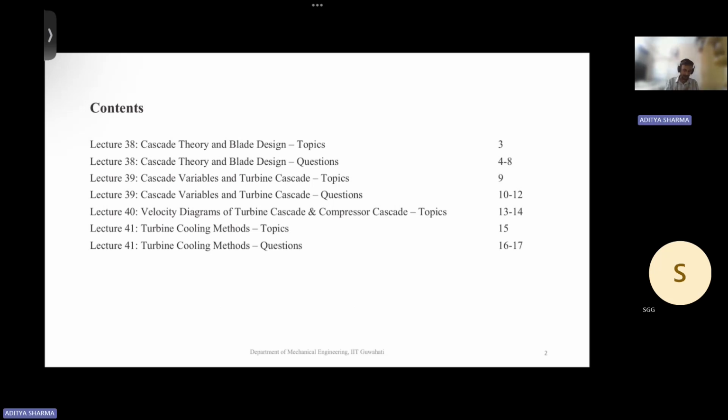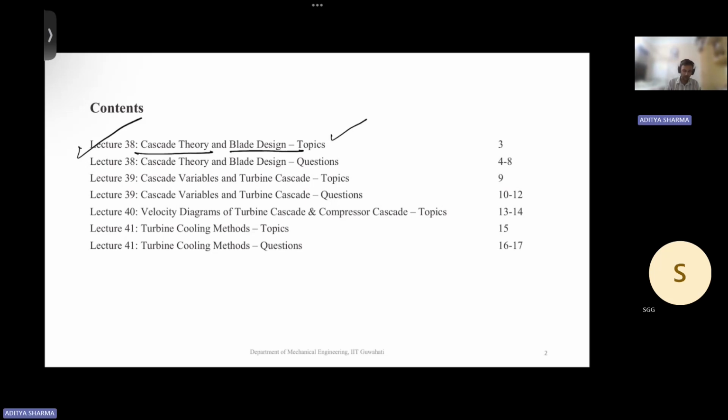All right. So the contents of today's session are as follows. Four lectures basically were there. Actually, five lectures were there, but the last lecture is numericals, so I'll not be discussing that. Lecture number 38 is cascade theory and blade design. The introduction has been done: what a cascade is, what cascade theory is, and how we use it to design the blades in turbo machinery.